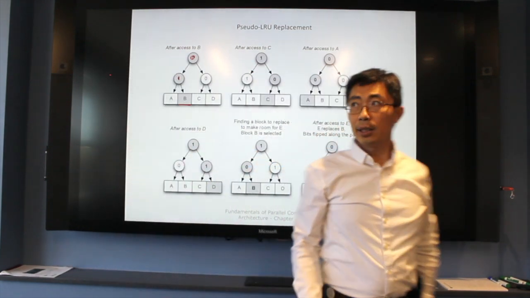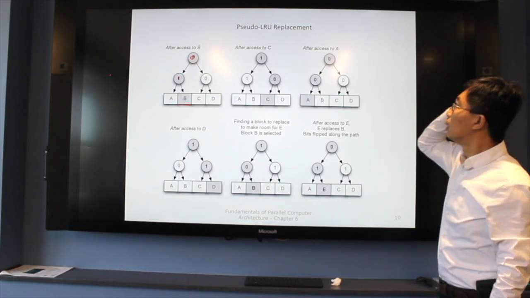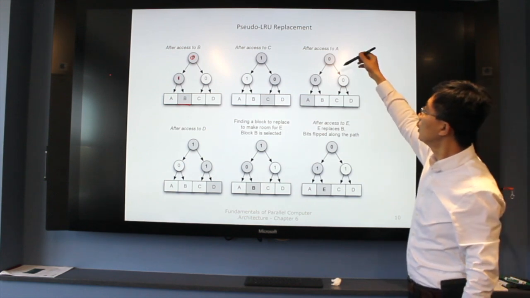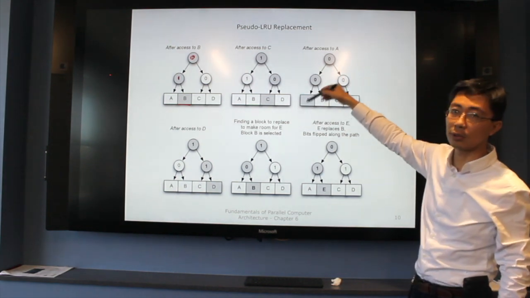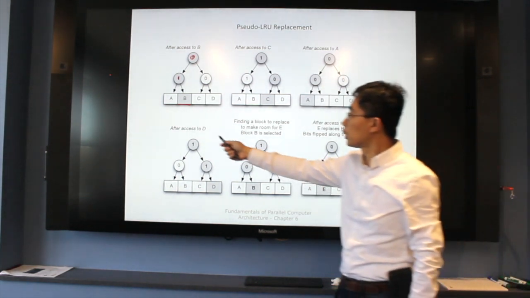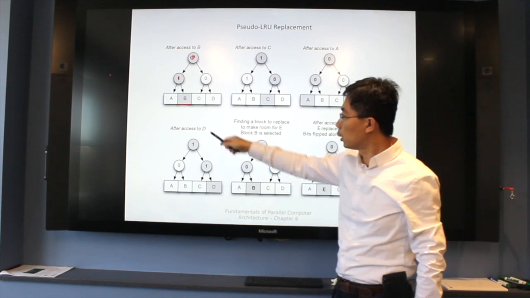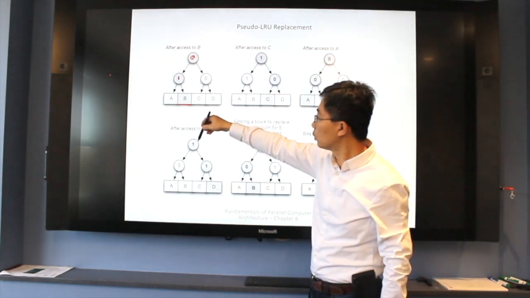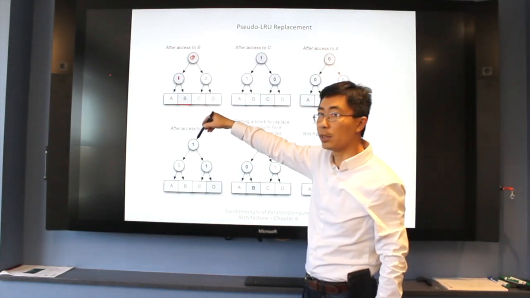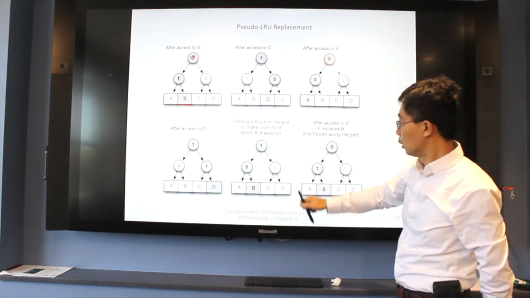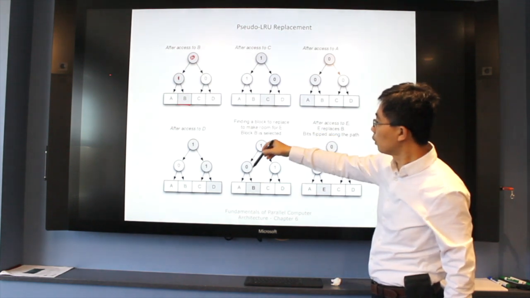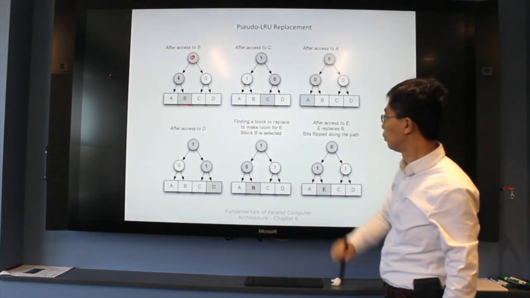If next you access A, you have to turn left and then turn left. That means you put a 0 and 0. Okay? When you access D, you have to turn right and turn right. So then you program the bits as 1, 1. When you access B, the same, you have to turn left and then turn right. So 1, 0.